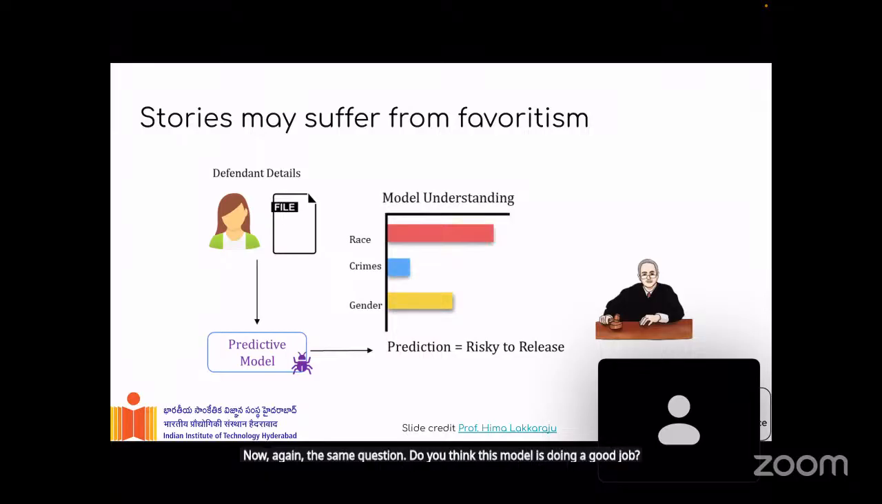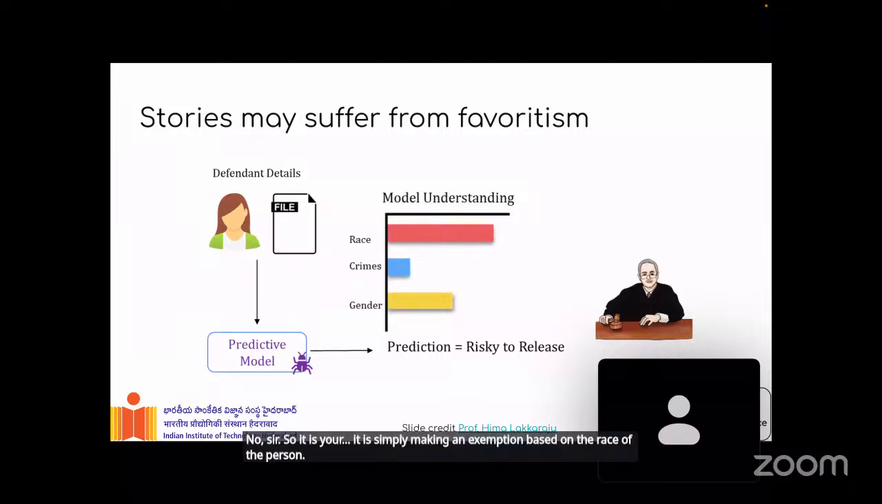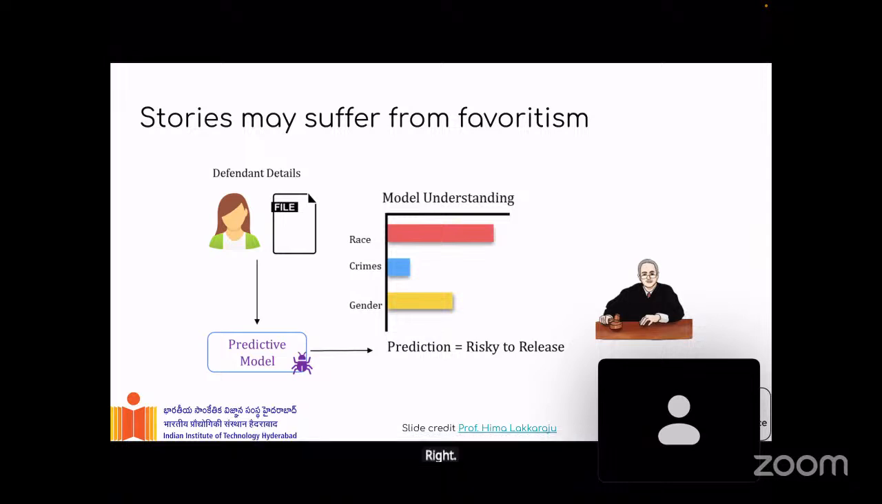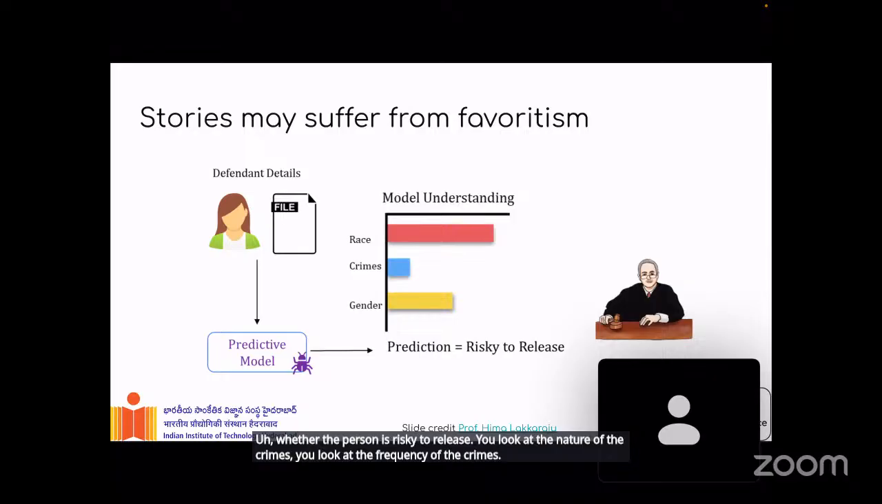No, sir. Why not? So it is simply making an assumption based on the race of the person. Right. Go on. It is not giving you weightage to crimes. Yes. Excellent. See, when do we say what is a reasonable thing to say whether the person is risky to release? You look at the nature of the crimes, you look at the frequency of the crimes, not the race, not the gender, right? The algorithm should not focus more on those features.